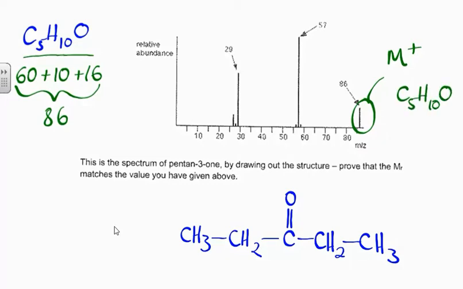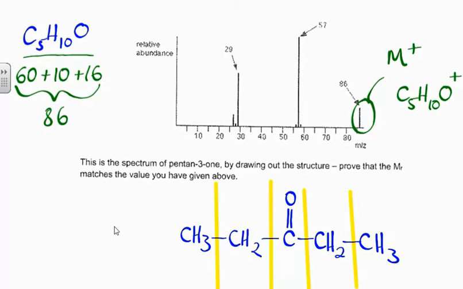Remember, when you're showing the fragments, make sure that they always have a positive charge, so the species all need to be cations. Okay, what else can we get from this? Not really asking us for it, but standing out there we've got two other pretty significant peaks, one at 29, one at 57. So these are fragments of the molecule.